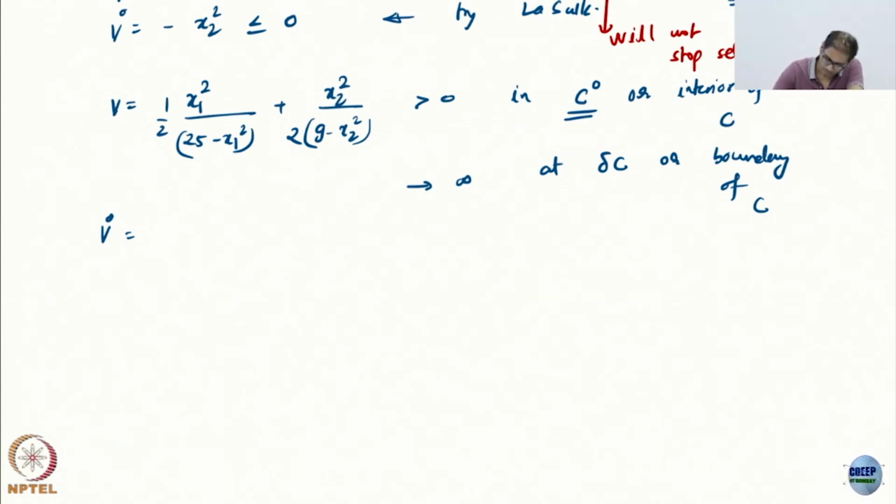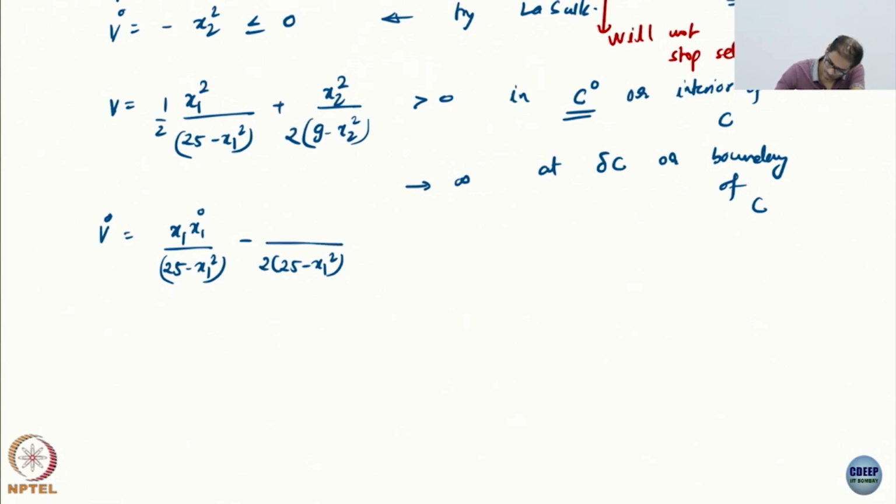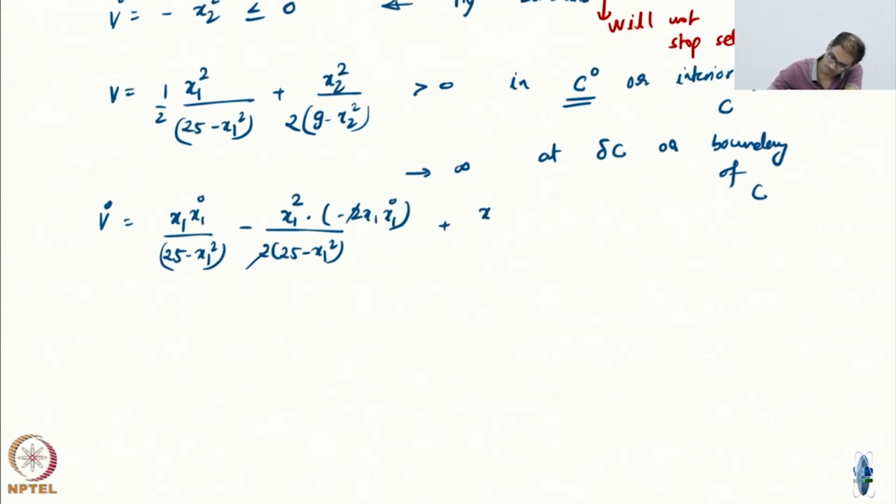Can somebody help me now? First I have x1 dot divided by 25 minus x1 squared, that is the first good piece. Then I take the derivative of the denominator. What is it? Okay. All right. Big mess. Whatever that is. I am trying if this will work or not. But okay. Then I do the second term.